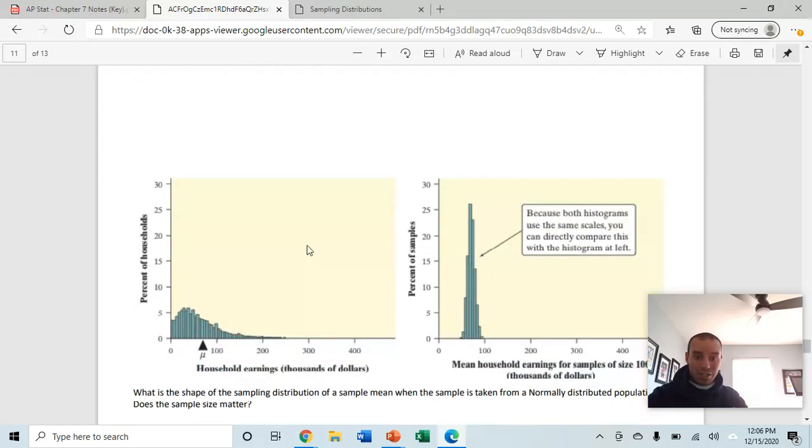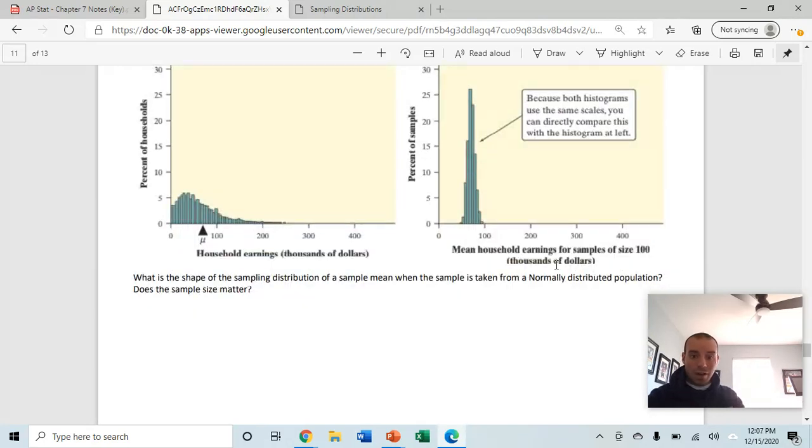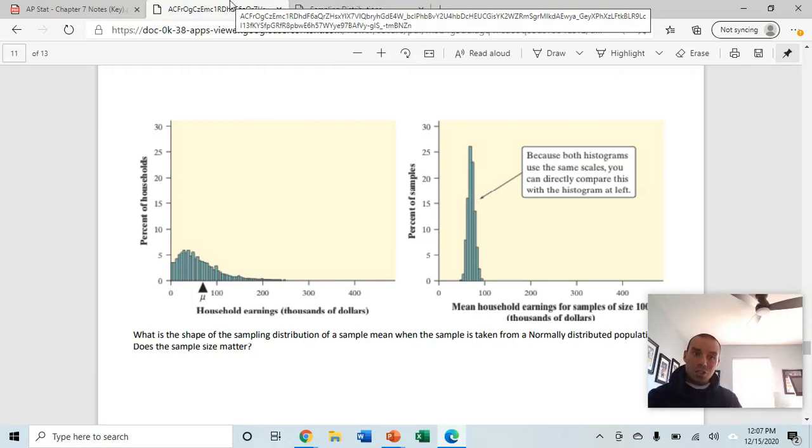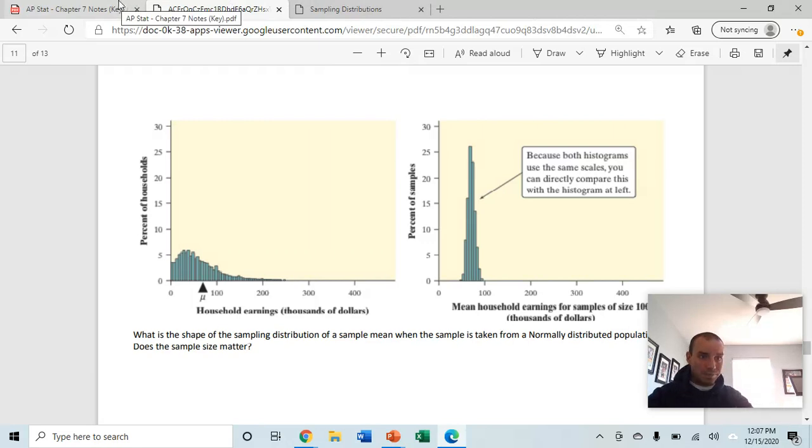If we take a look at this graph right here, we see that this population distribution is clearly skewed to the right. We're taking samples of size 100, looking at the mean household earnings in the samples of size 100, and plotting these as my X bars. Notice that even though the population distribution was skewed right, the sampling distribution is approximately normal. So there are two important parts to this.